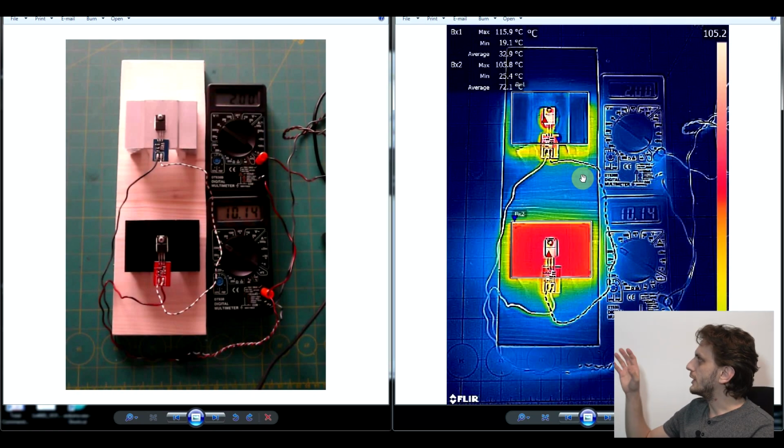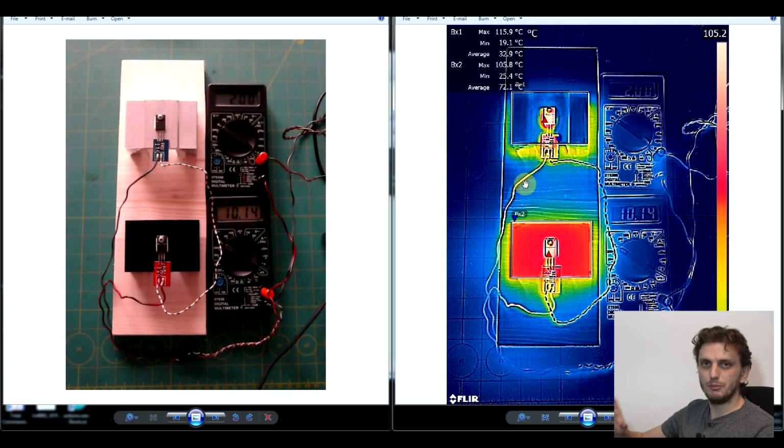So finally, if we look at the actual temperatures observed on the two heatsinks, we can see that the maximum temperature on the non-painted heatsink is around 116 degrees Celsius, whereas the painted heatsink has only 106. So there's 10 degrees difference between the two heatsinks, which is pretty significant.